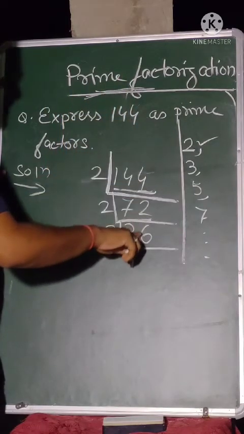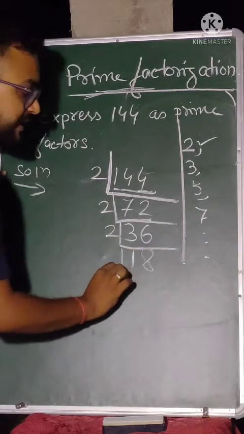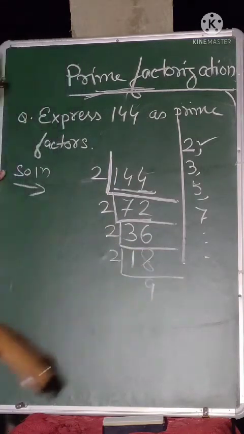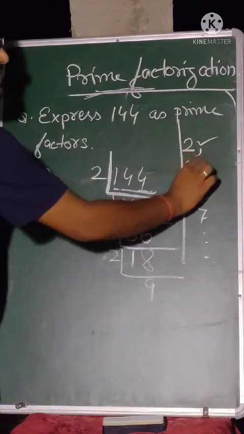That 1 will come with 6. It will become 16. So 2 8s are 16. Then again 18 also we can divide by 2. 2 9s are 18. But 9 is not divisible by 2.